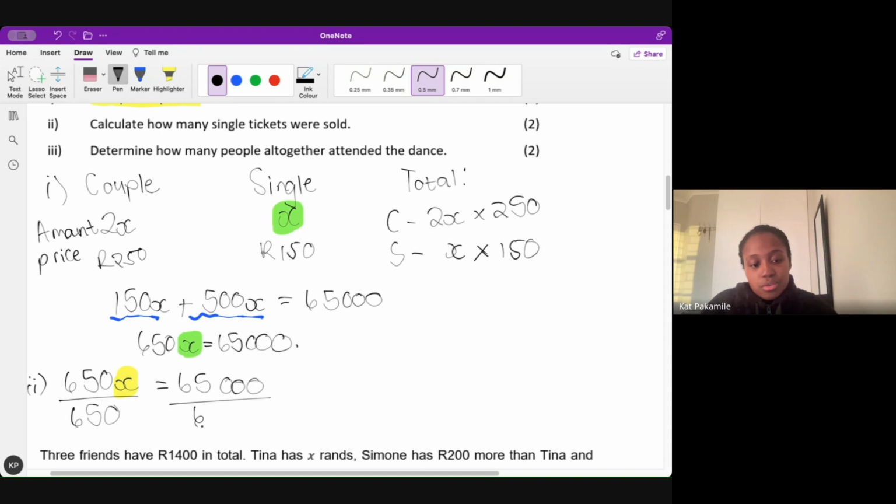Divide by 650. These will cancel out. And what is my answer for x? Therefore, x is equal to, let's see, 100. So there were 100 single tickets sold.